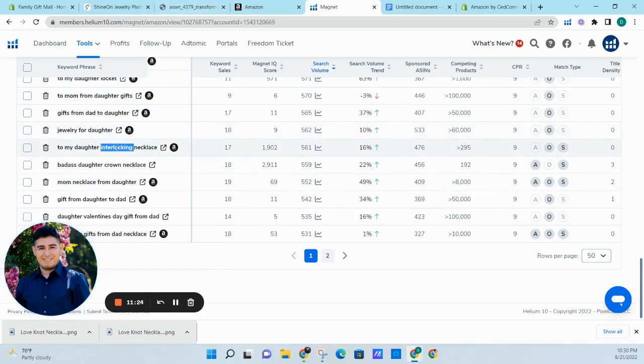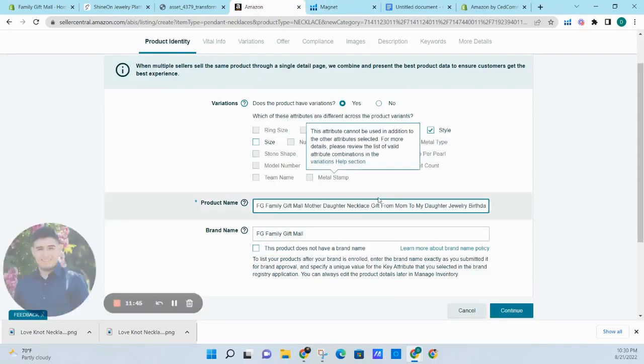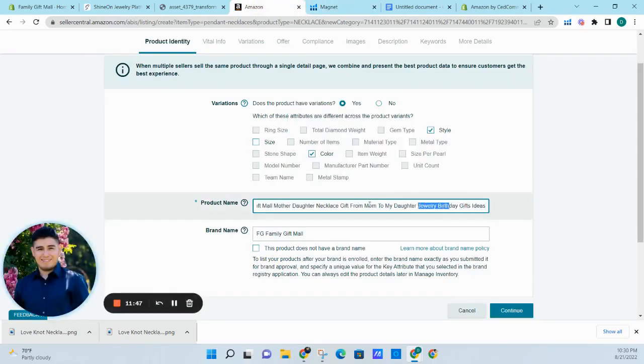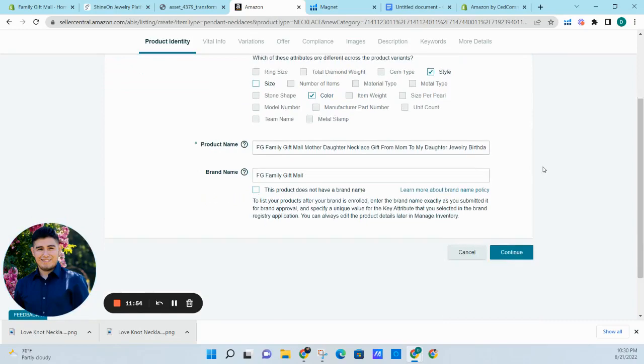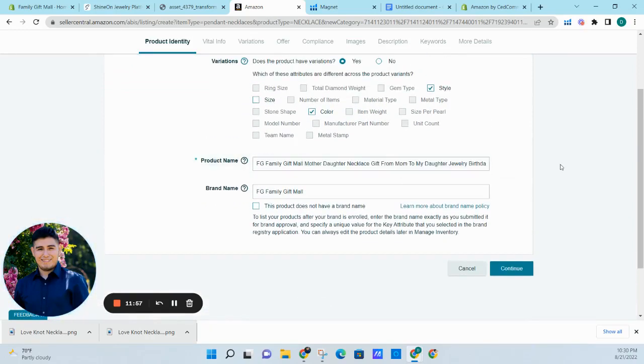So this is love knot, so I'll probably not use it. I guess it's fine. It's just, I would probably put events like Valentine's Day, Mother's Day, all the events that apply, in the backend keywords, because you want your title to look nice, right? And for customers to understand, and it has to make sense. So I think we're good for now.